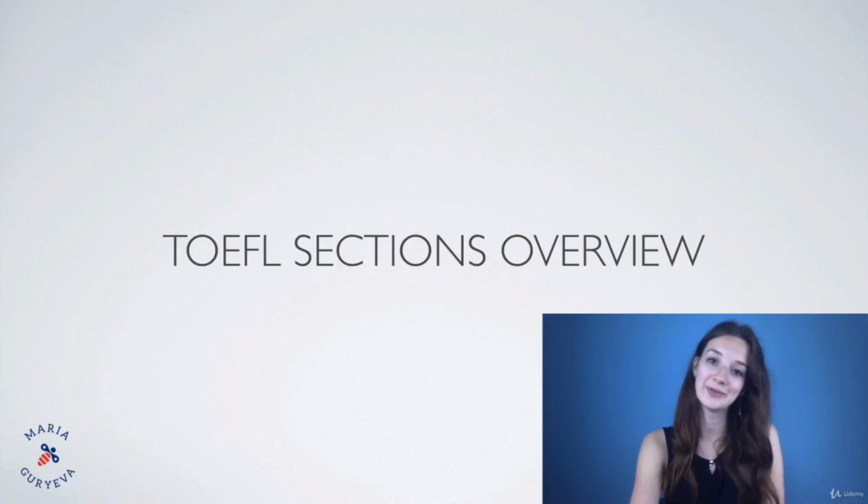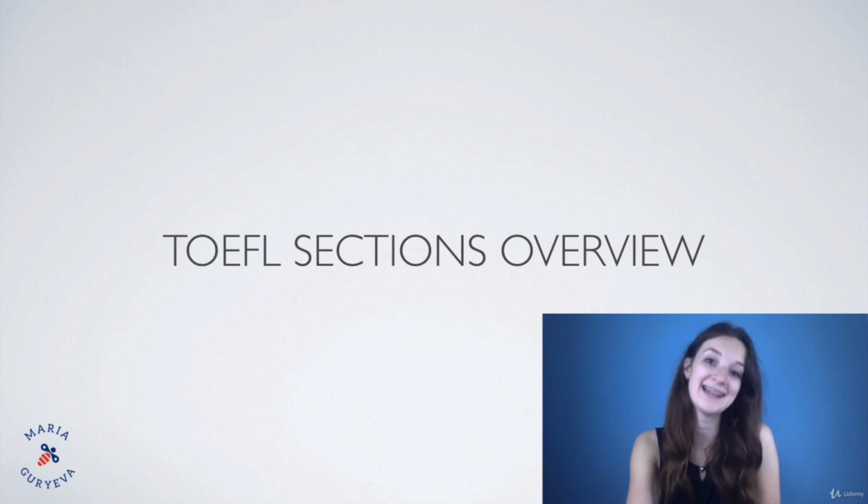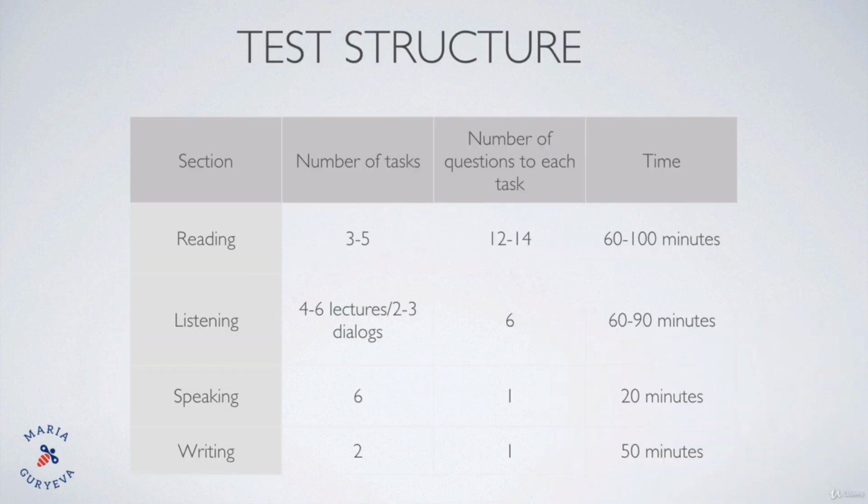TOEFL sections overview. So let's talk. What is a TOEFL test? What is inside? So we have 4 sections in the TOEFL test: reading, listening, speaking, and writing. And let's start with reading. So we will usually have 3 texts, 3 reading passages in the reading section.